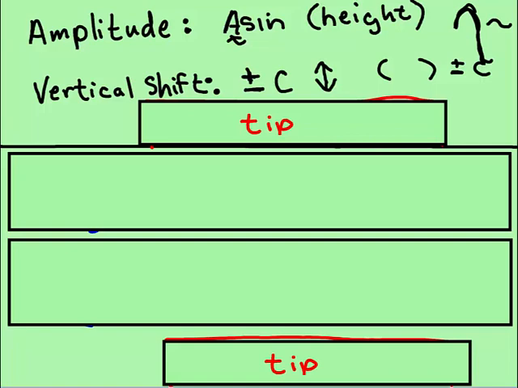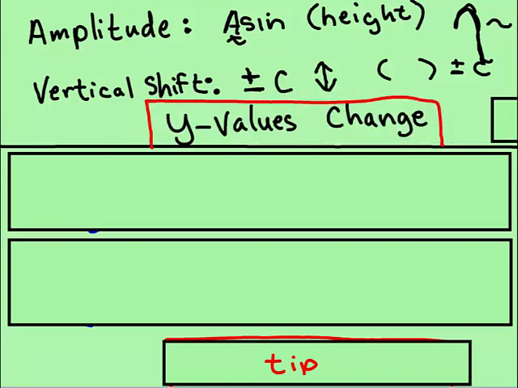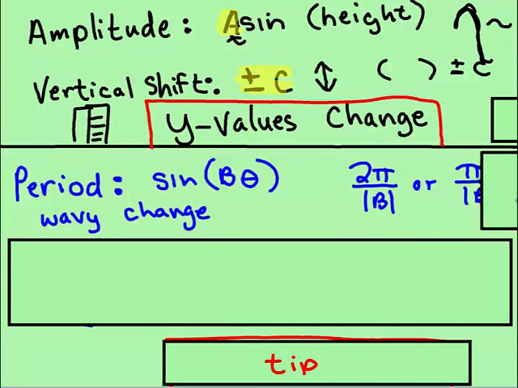Here is the big tip. Are you listening? The amplitude and the vertical shift change the y values when you make a table of values. These two things impact the y values. So if the numbers on the outside of parentheses change the y values, what do you think happens to the numbers on the inside parentheses?